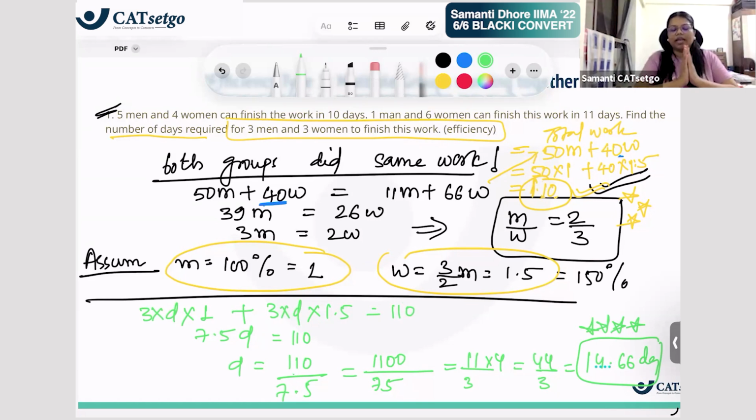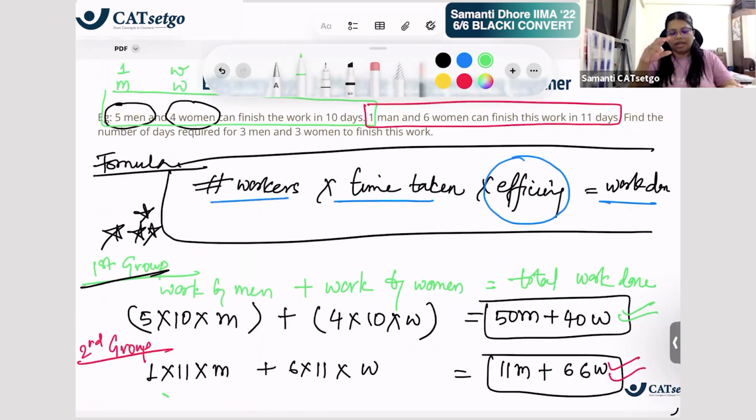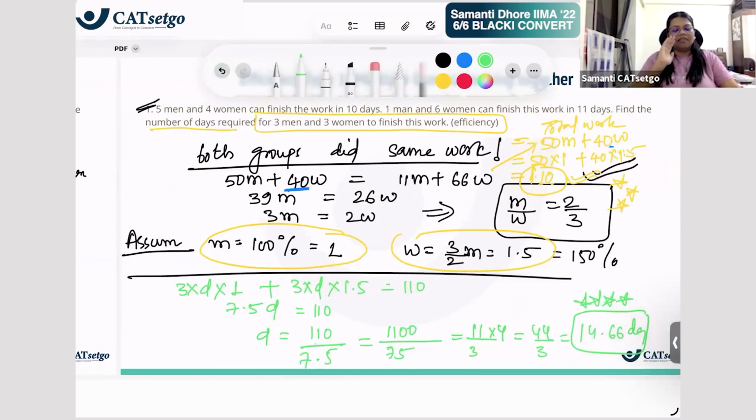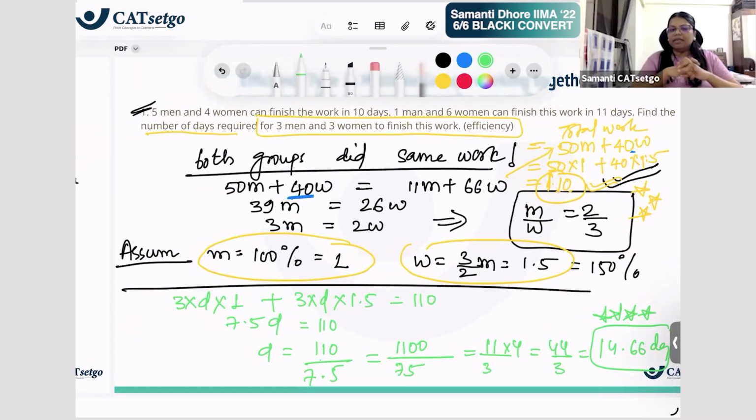So how many days will be required? 14.66. How did we solve it again? Basically, we simply use the formula of work done. We first say that the first group did some work. The second group did some work. According to the question, both the works are the same. If both the works are the same, they are giving me some value of M and W, right? I assume a value of M is 1 and then W becomes 1.5. I could also say that let's say M is 2 and W is 3. It's the same thing, right? If M is 2 and W is 3, it is still 1.5 times more. If M is 1, W becomes 1.5.